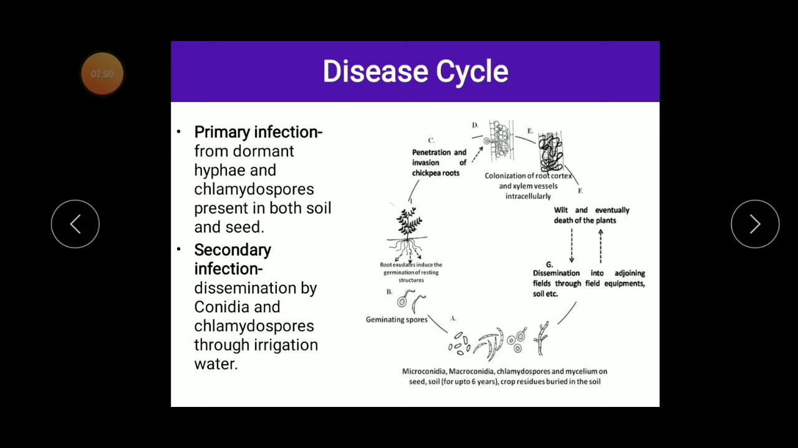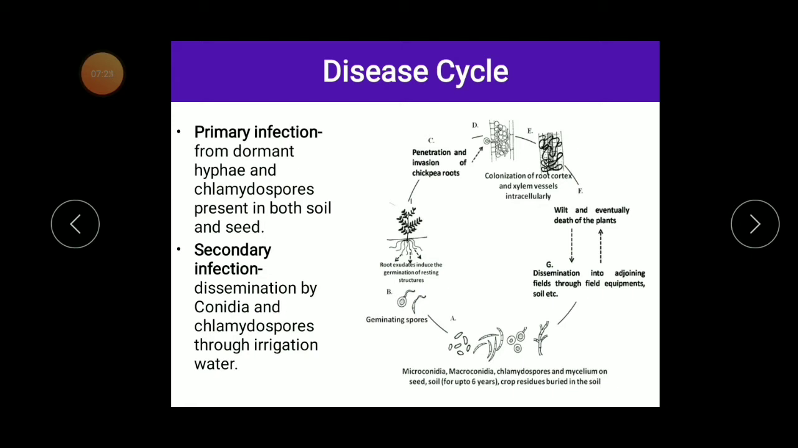Third one is heavy black soil with alkaline reaction, and increased doses of nitrogen and phosphatic fertilizer also increase the incidence of the disease. And then wounds caused by nematodes and grubs will also enhance the impact and incidence of the disease. So these are the favorable conditions for this disease.